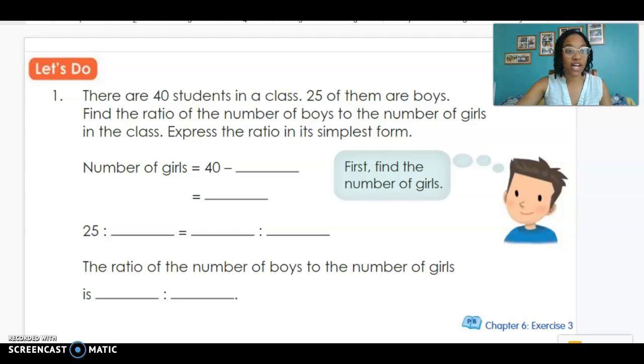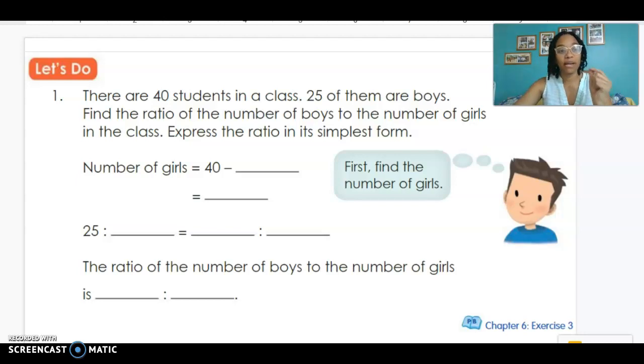So first, let's check how many terms there are. Well, we're comparing the number of boys to the number of girls. So that's two terms. I need a number, a colon, and a number. Now, what's the order of those two terms? Well, we're comparing the number of boys to the number of girls. We know the number of boys, that's 25, so that one's going to go first. But we don't know the number of girls.